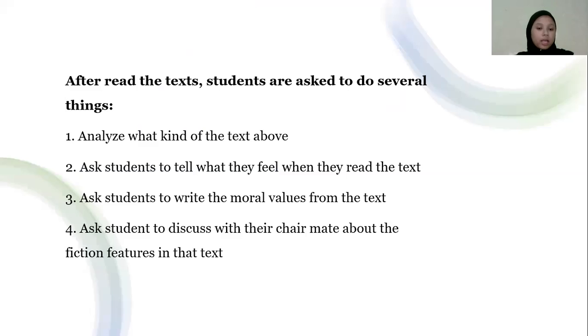The first one is analyze what kind of the text above, and then ask students to tell what they feel when they read the text. And then the third is ask students to write the moral values from the text. And then the last one is ask students to discuss with their chairmate about the fiction features in that text.